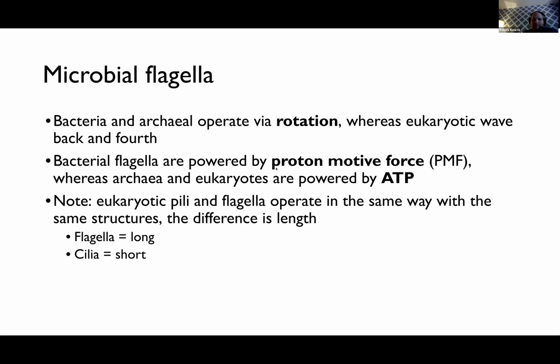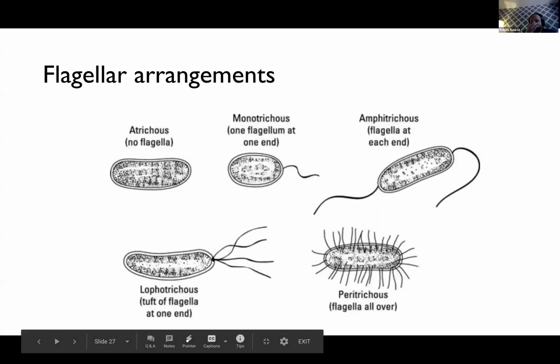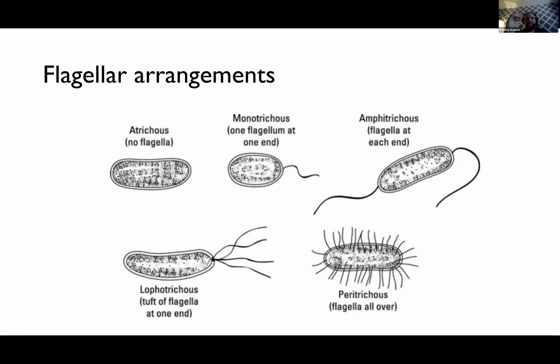As I mentioned, they're powered differently. So proton motive force for bacteria, and archaea is powered by ATP. And eukaryotic pili and flagella operate the same way with similar structures, but the difference is length. Flagella are very, very long, whereas cilia are very short. And bacteria and archaea can have flagella of various types, lengths, and orientations along their cellular bodies.